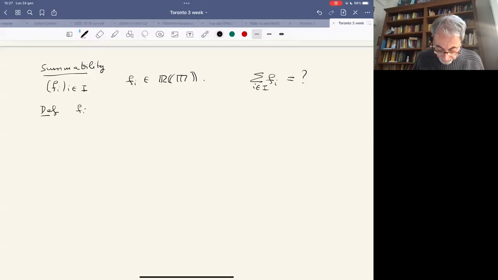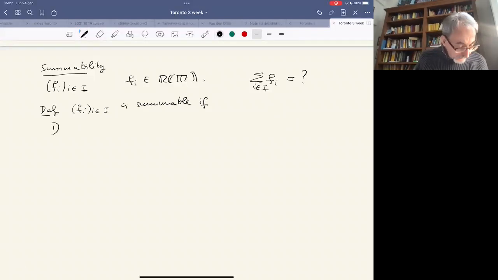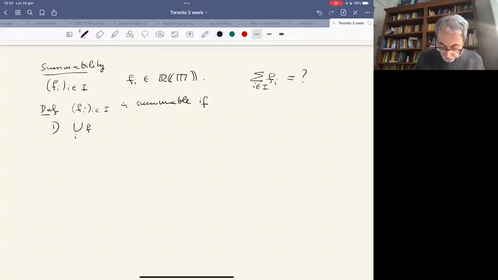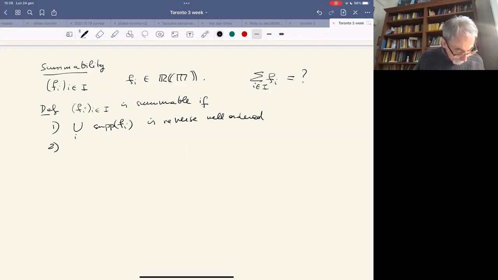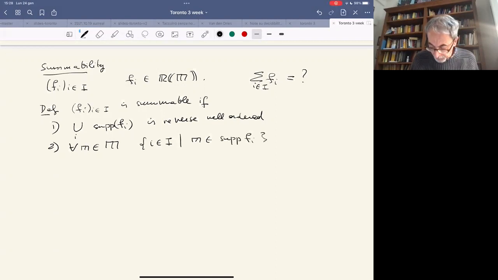Definition: the family f_i is summable if, this also has been already explained, but let me repeat, one, the union of the supports is reverse well ordered. And secondly, each monomial appears in the supports of finitely many f_i. More precisely, the set of indexes such that the monomial appears in the support of f_i is finite.